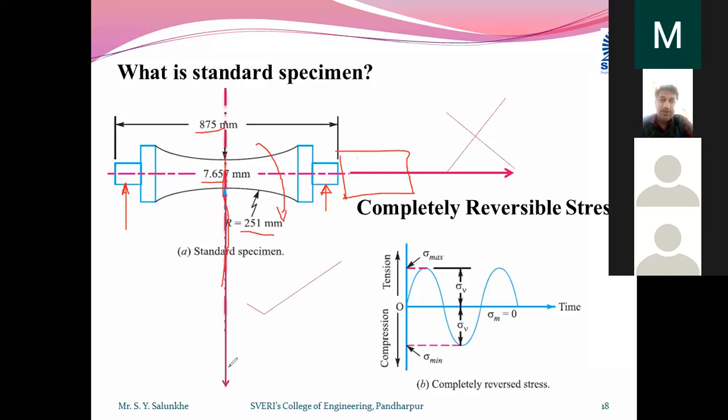Then what will happen? This load is acting in the downward direction, but each and every point on this specimen will undergo completely reversed stress. Is it right? Have you understood it? Everybody?